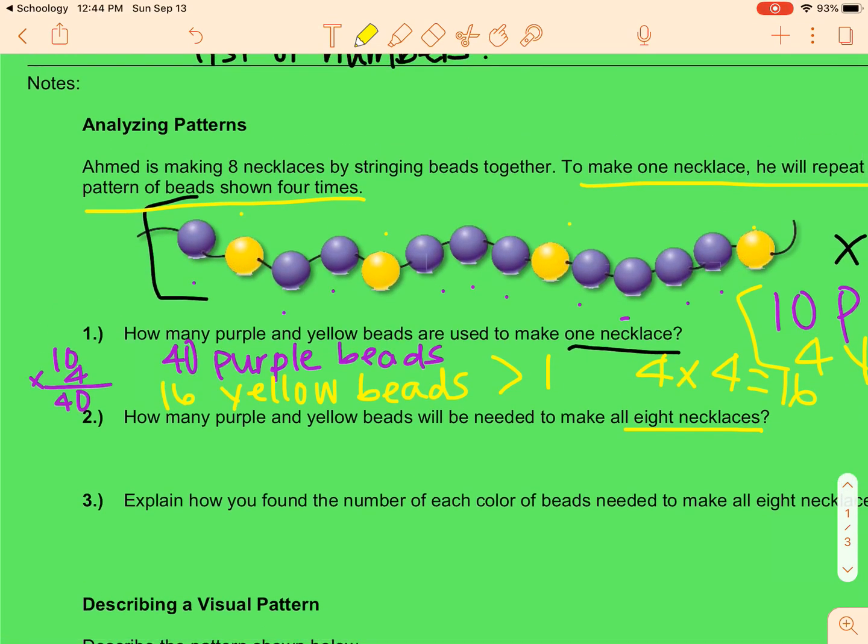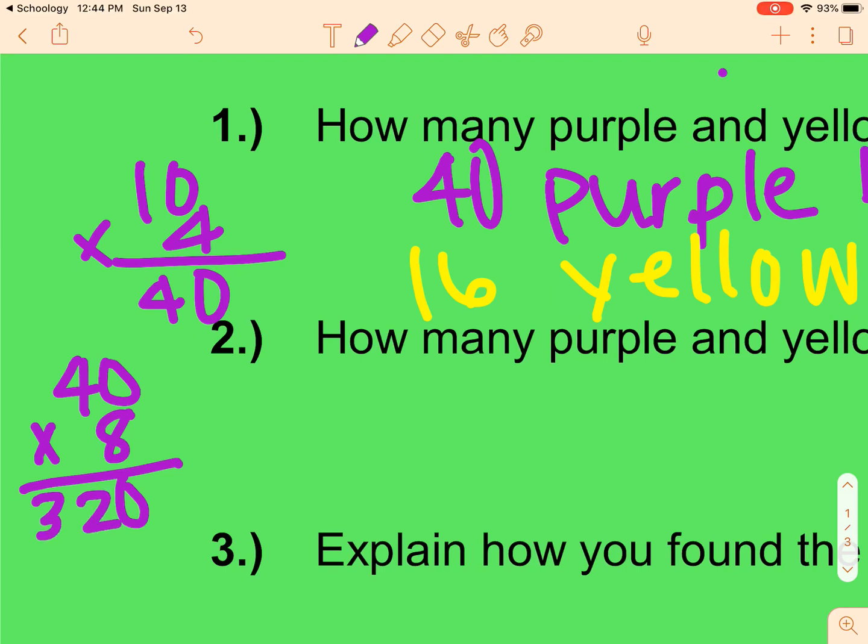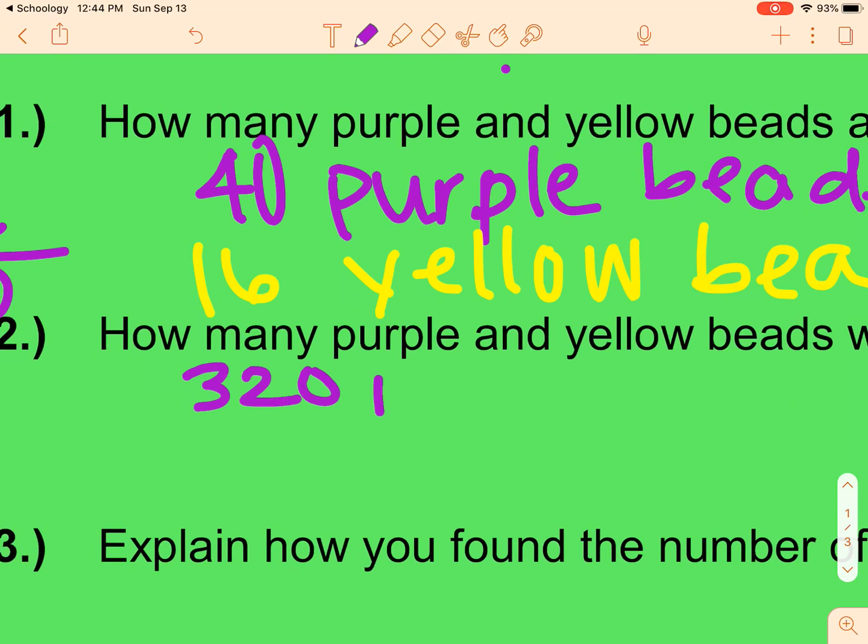So we are going to take 40 times 8. 8 times 0 is 0. 4 times 8 is 32. So he is using 320 purple beads to make 8 necklaces.